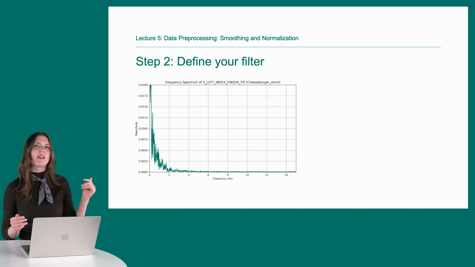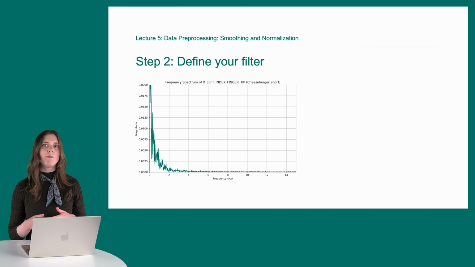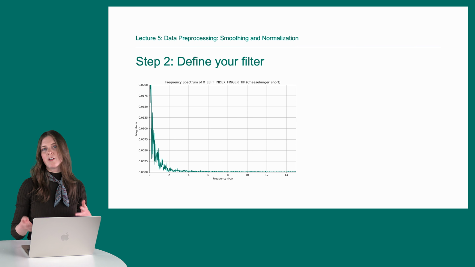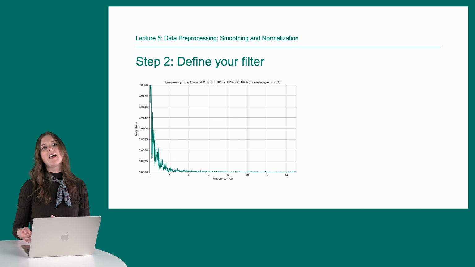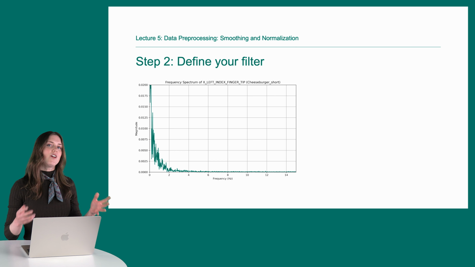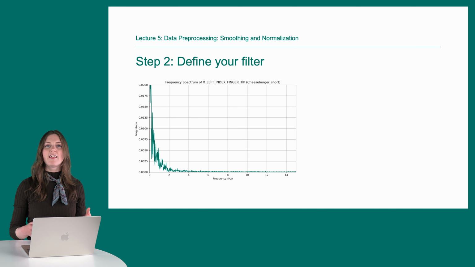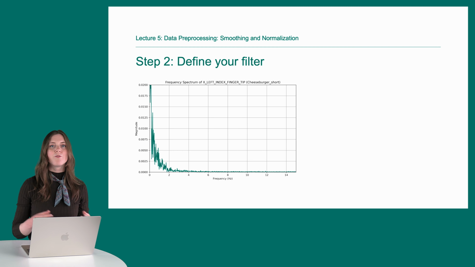This plot shows a zoomed-in frequency spectrum of the left index finger of one of our participants, with frequency on the x-axis. Here you can see that most of the energy concentration is at low frequencies, less than 2 Hz. In contrast, the noise we get from tracking inconsistencies are rapid small fluctuations and random movements that are much higher in frequency. Our goal is to separate the signal from the noise.